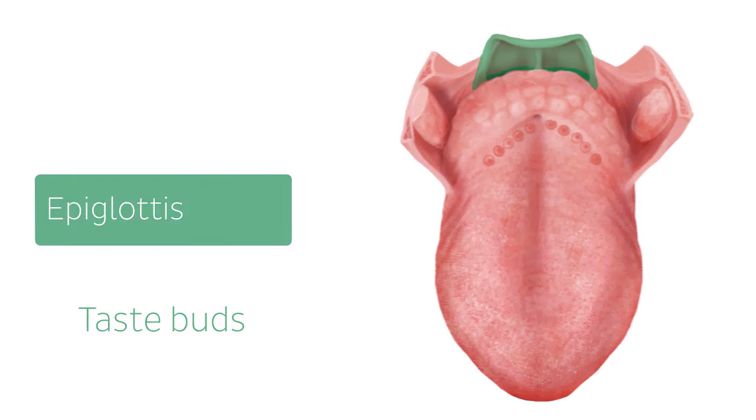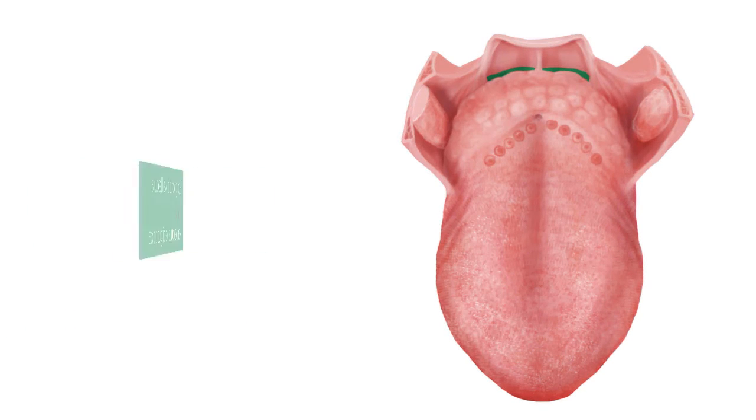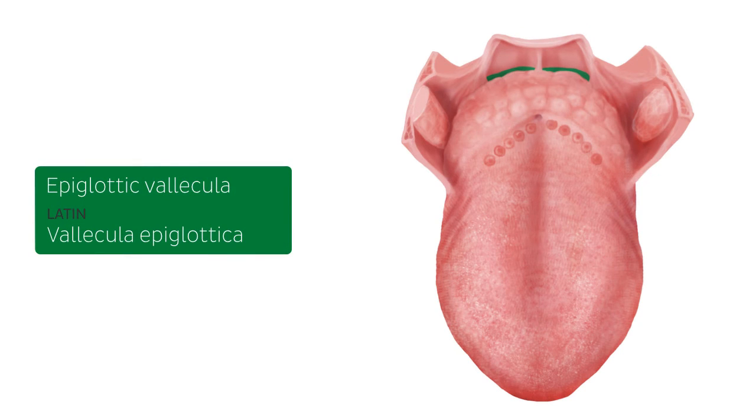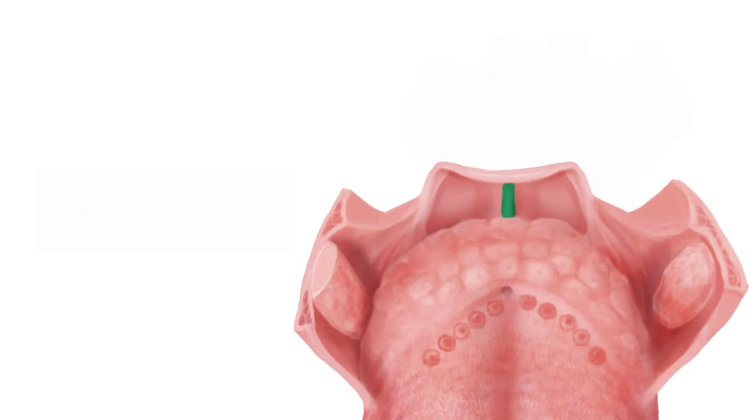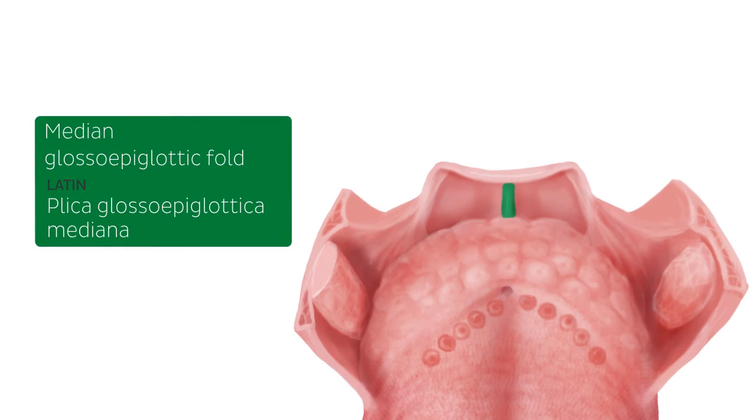The next highlight that you see here is known as the epiglottic vallecula, which are depressions located between the median and lateral glossoepiglottic folds. And as you can see here in the image, they're located just behind the root of the tongue. Next structure that we're going to be highlighting here is known as the median glossoepiglottic fold. The median glossoepiglottic fold is formed by the mucous membrane and is located along the median plane between the epiglottis and the base of the tongue.